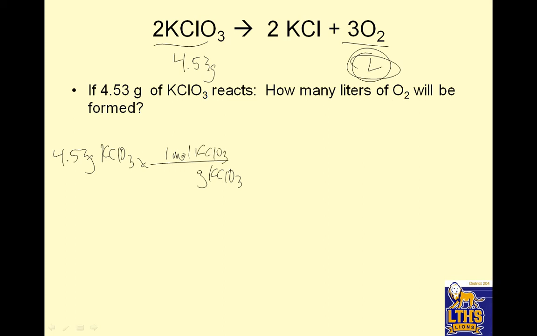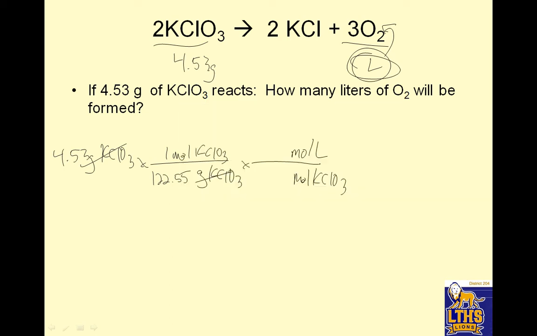It's the same one it was before, so it's still 122.55 grams when I go to the periodic table. So that cancels grams. I'm now going to cancel moles of KClO3. And I want to go into liters of O2, right? That's my goal. But I can't go right into liters. I have to go into moles first because I need a relationship between the two.